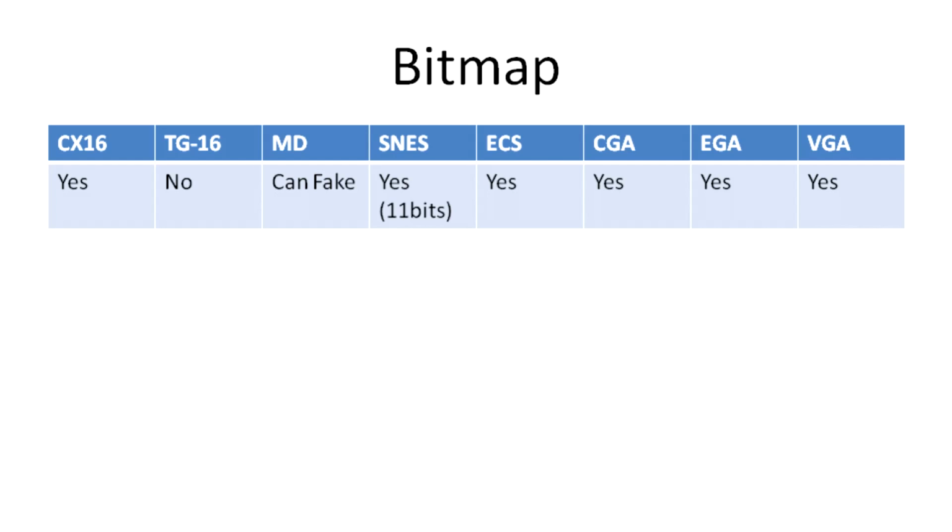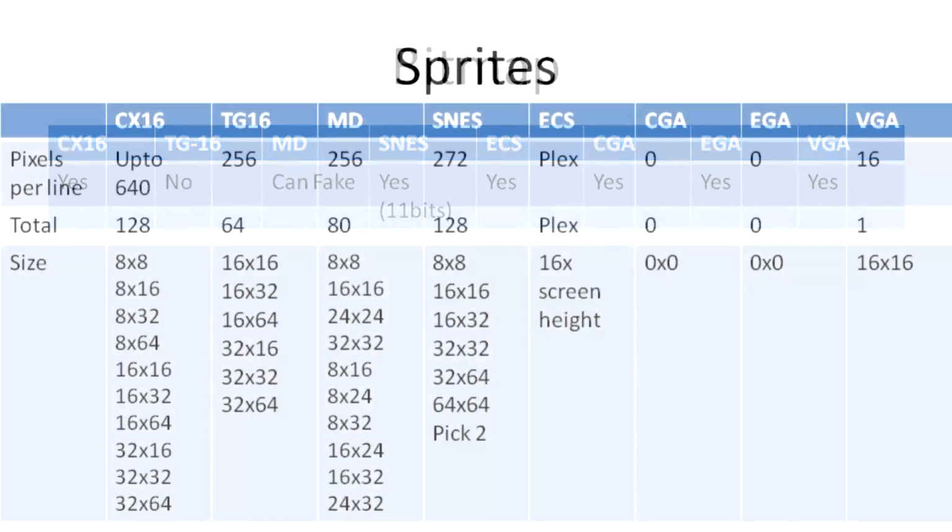Bitmap modes. The CX16 has bitmap support. The TG16 doesn't. The MegaDrive doesn't, but you can technically use its raw grunt to fake one. The SNES does have a bitmap mode, however it's limited to 11-bit color. ECS, CGA, EGA, and VGA of course do.